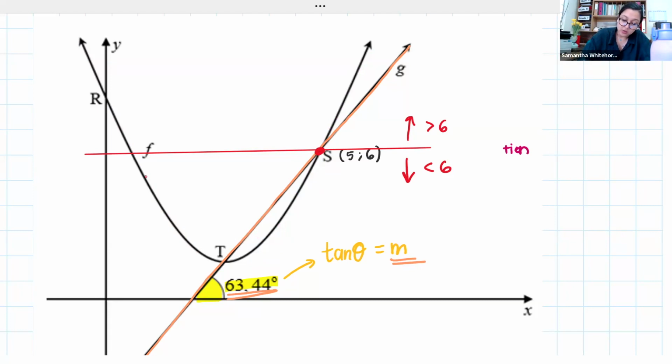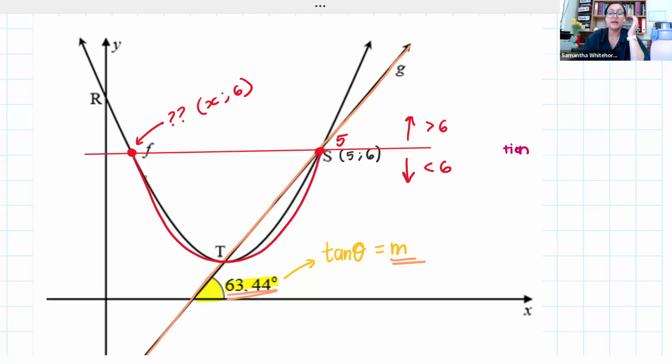I know the x coordinate at point S, that's 5, but I need to work out what this other coordinate is over here, because this also has a y coordinate of 6. And I need to essentially have an inequality that goes from one coordinate to the other. Now, you have no information about this point. You don't know where it is. It's not like it's a point of intersection or anything like that.